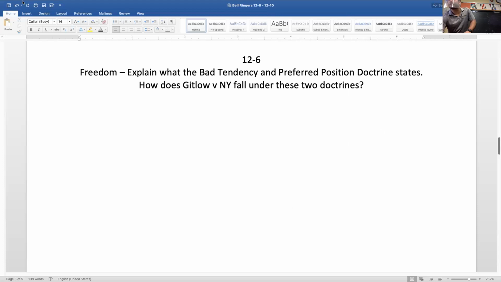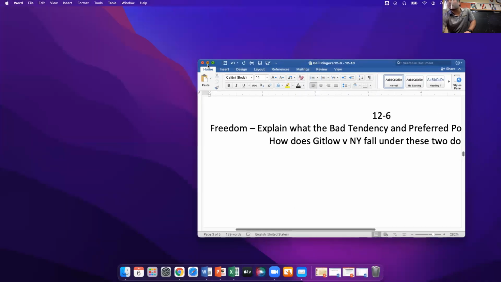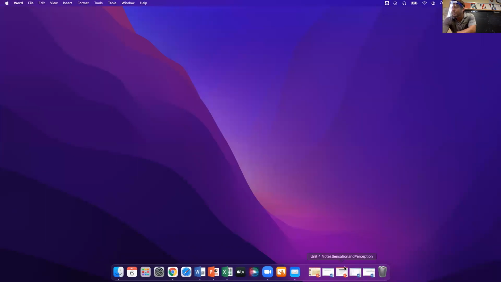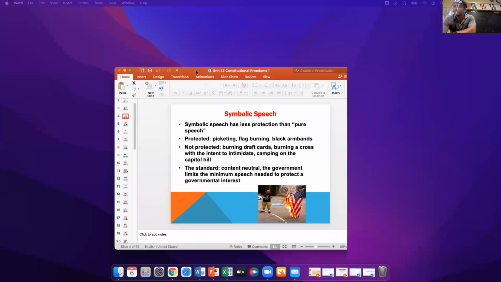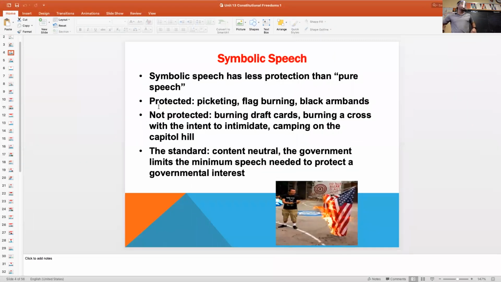Okay. So today I want to talk about limitation of speech and expression in school. Before we get there, I want to talk about Tinker versus Des Moines. You guys remember that one? Okay, so where we left off with freedom of speech in school, Tinker versus Des Moines. What was that all about?